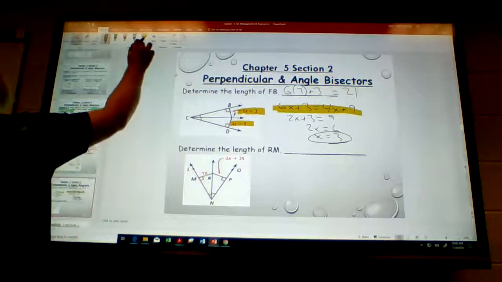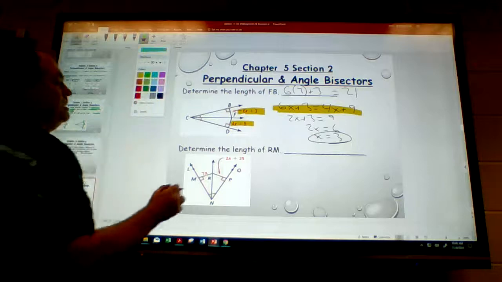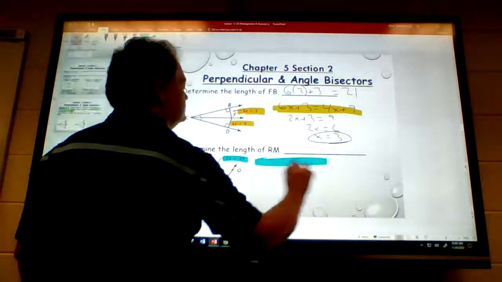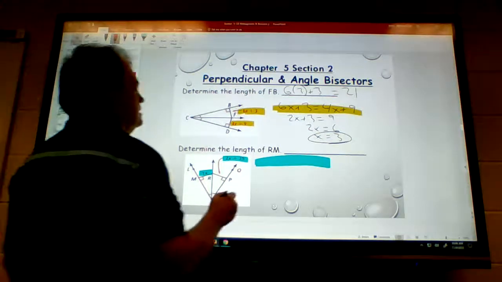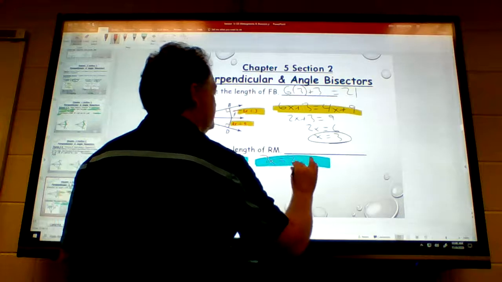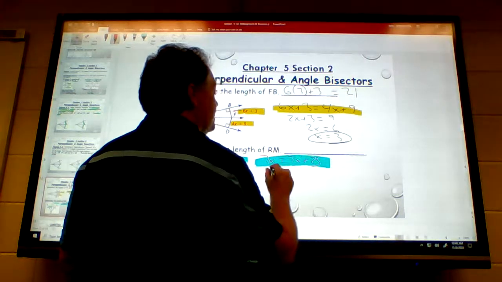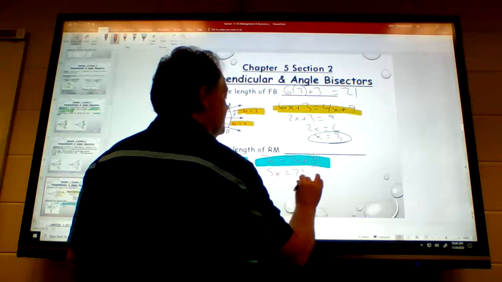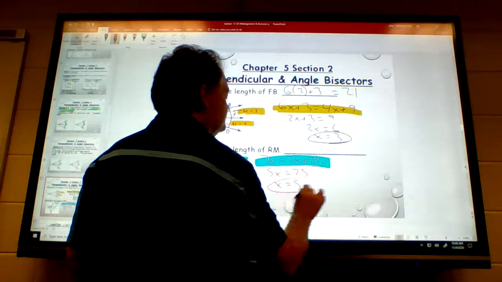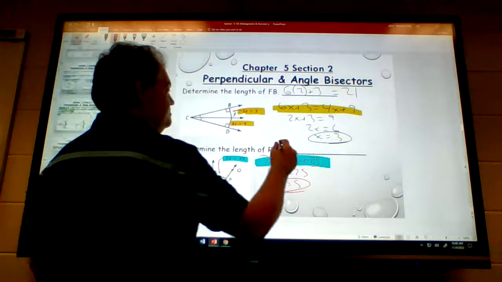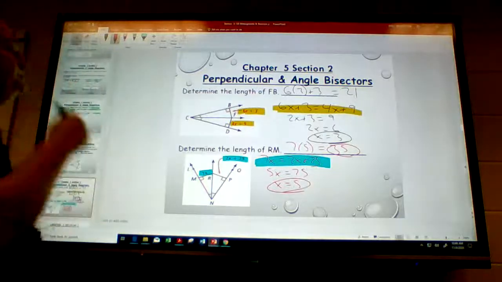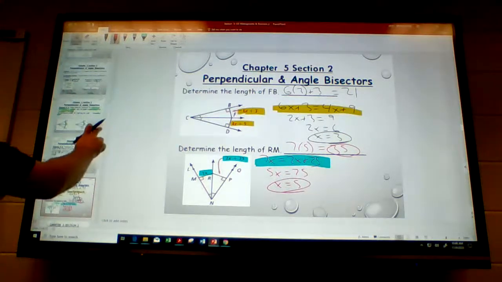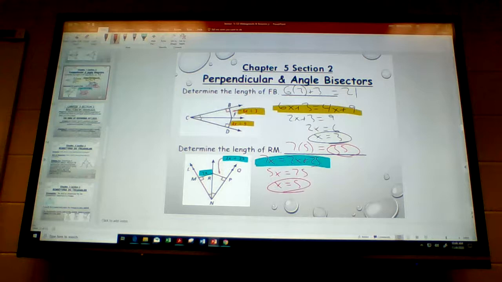And the same thing goes for RM as well. So those two are equal. So I got 7x equals 2x plus 25. I move 2x over, I get 5x equals 25, and then I get x equals 5. But I'm looking for RM. RM is 7 times 5, which is 35. Now, that's what I'm looking for right there. But you see how those two work. Now, that's section 2.